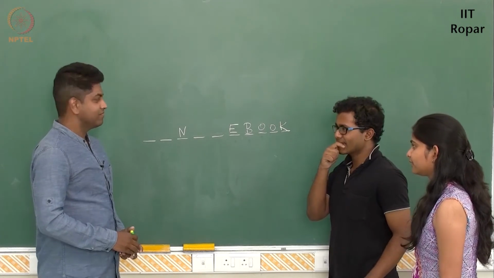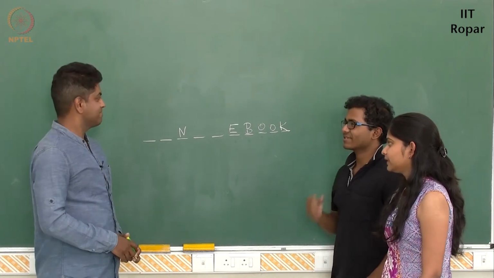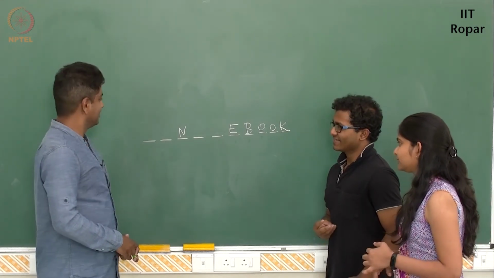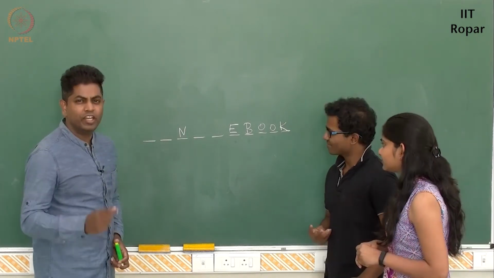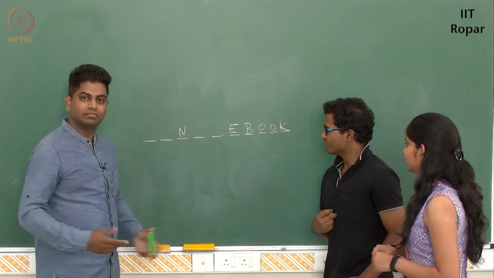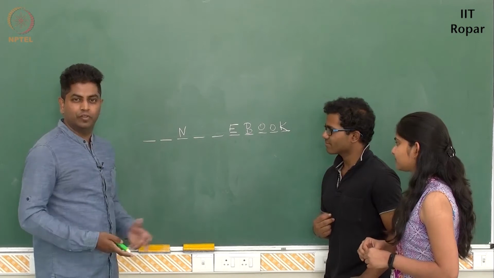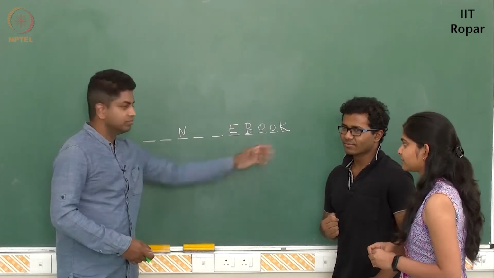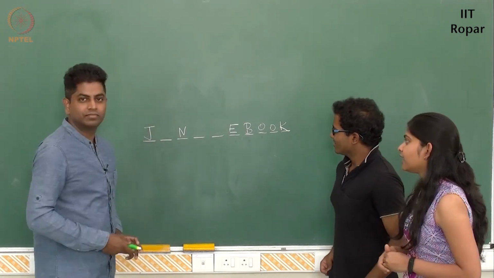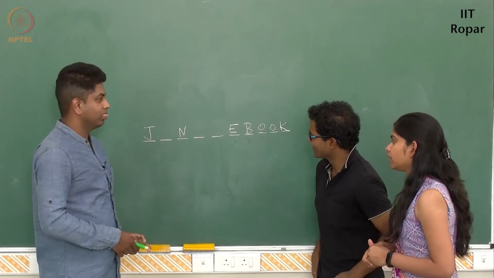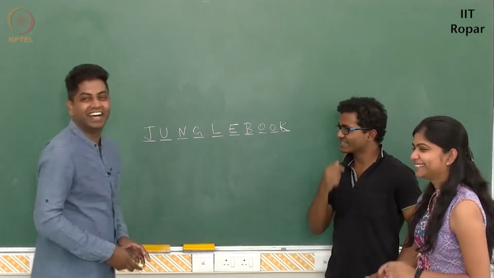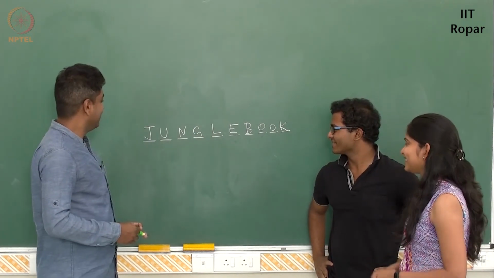So P is there? P is not there. C is there? No. Very easy. So easy that there are very few movies with this second word. Book. J. J. Yes, there is. Jumanji. Wait. No. Wait. Jungle. Jungle Book. Wasn't that easy?